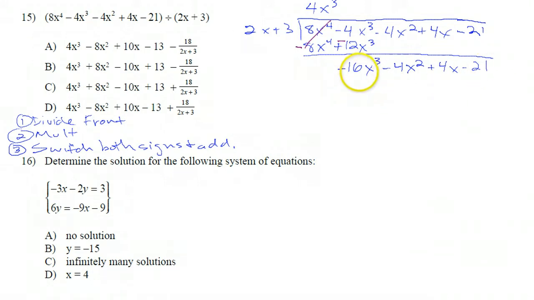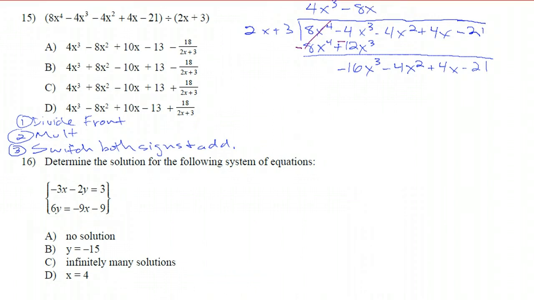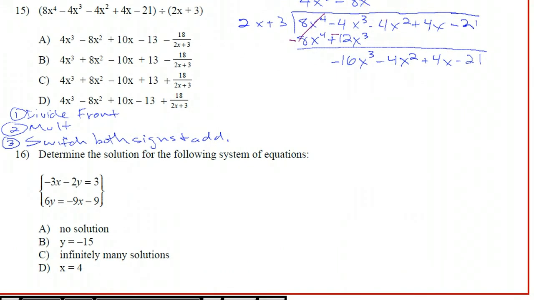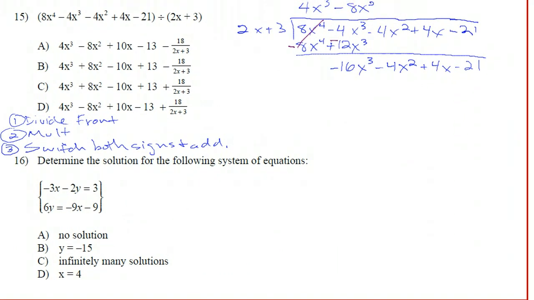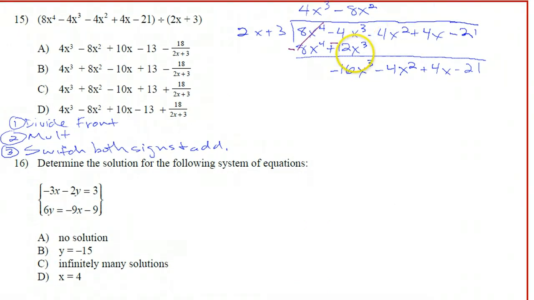So we repeat. Negative 16 divided by 2 is negative 8. X to the third divided by x is x squared. Whoops. It is x squared. Okay. So now I see that we have this. We can multiply. So negative 8 times 2 is negative 16 x to the third. Here I get minus 24x squared.